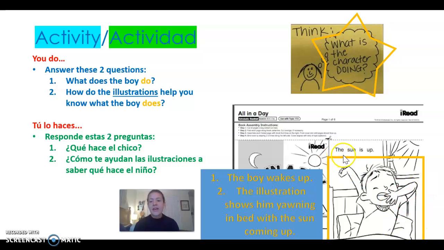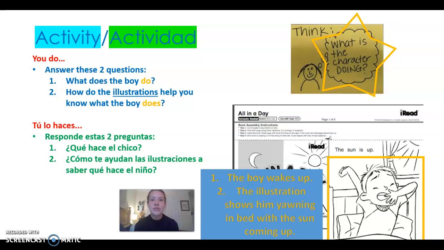So on the first page, let's look together. I read, the sun is up, and then I stopped, and I'm thinking, what is my character doing? What are the little boy's actions? What is he doing? And I see that he's waking up. And I know this because the illustration or the picture shows him yawning in bed with the sun coming up in the background. So I know that if he's in bed and the sun is coming up, then he's probably waking up for the day. So I used my illustrations to help me figure out what my character was doing.